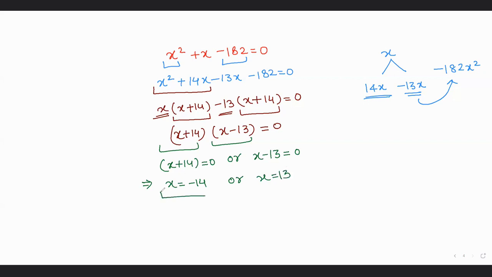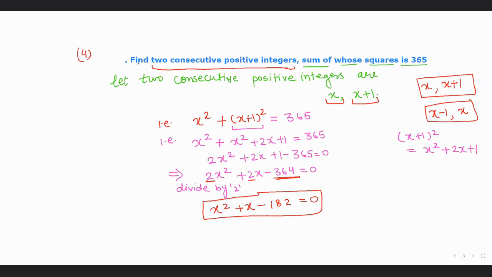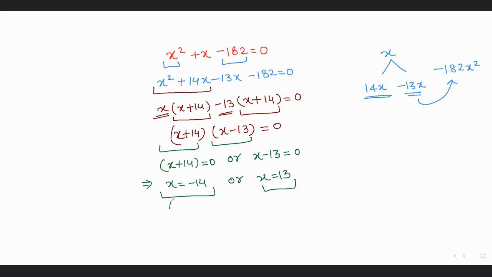So these are the two answers. But now you see in the question statement, they have written find two consecutive positive integers. It means our integer should be positive. So since this is not positive, we can avoid the first solution, that is x equal to minus 14. So let's avoid this, and it means we cannot consider x equals to minus 14. So our solution is x equals to 13.